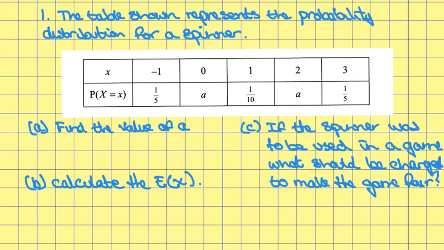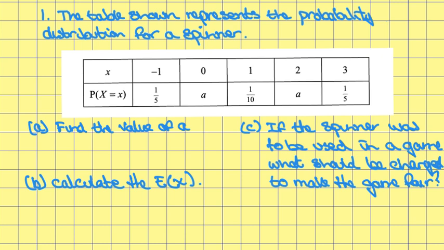Let's go through some questions. Question 1. The table shown represents the probability distribution for a spinner. So x can take the value of -1, 0, 1, 2, or 3. The probability that X equals -1 is 1/5, 0 is A, 1 is 1/10, 2 is A, 3 is 1/5. Part A. Find the value of A.